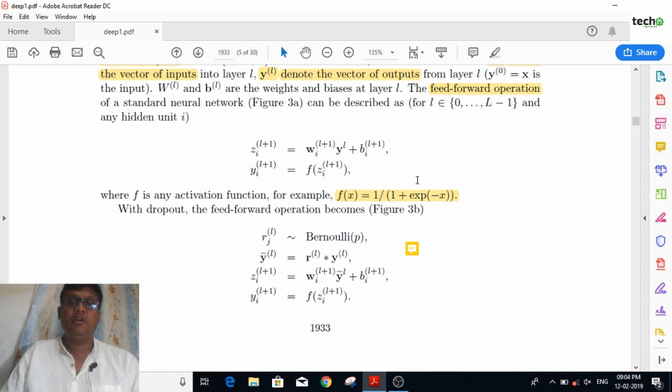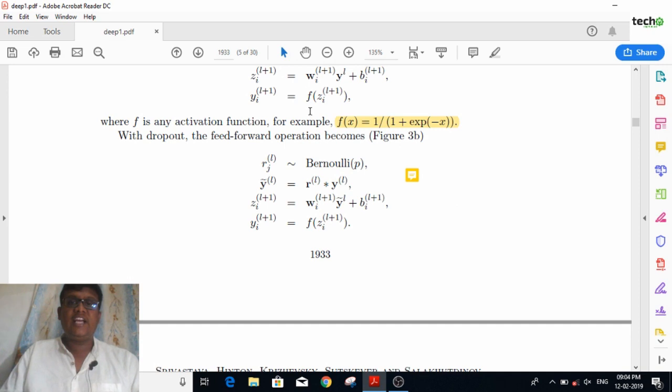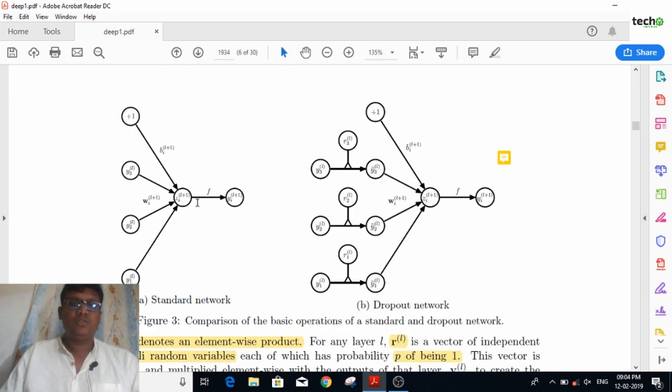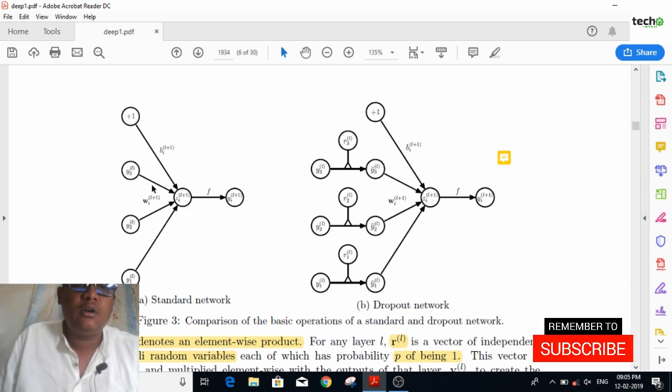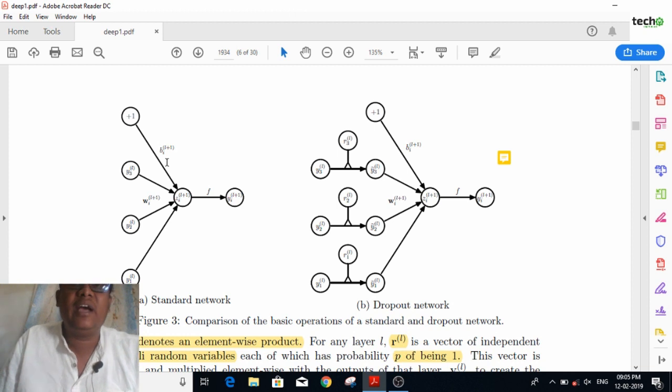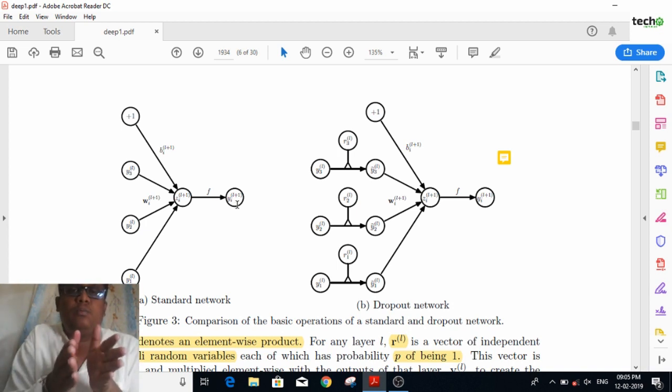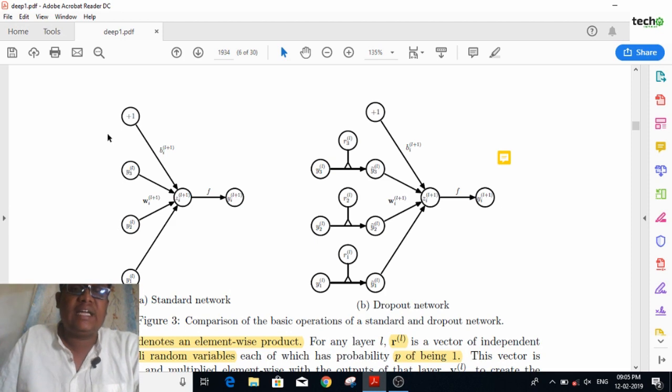That is given by 1 divided by 1 plus e raised to minus x. It states that it is an activation function, and it has been modulated in this figure. Zi is just the multiplication of Wi into Yi, where Y is the previous output. So in order to obtain Zi, Wi into Yi is multiplied and added with Bi. After this, we apply the activation function in order to get the output of the next layer. So this is a normal standard network.